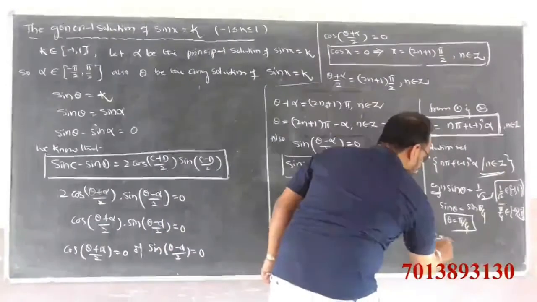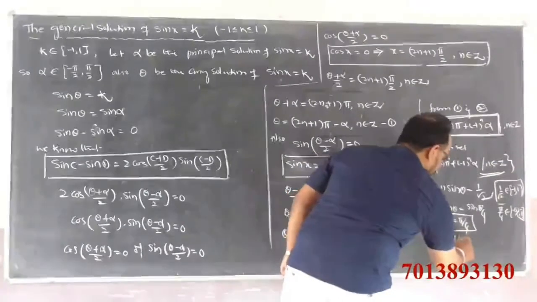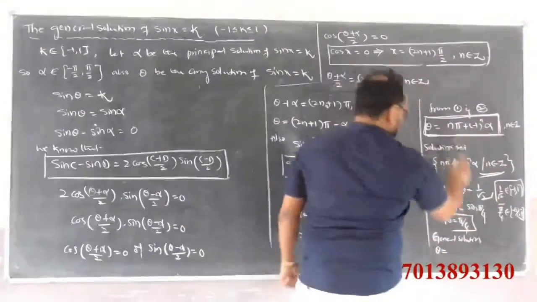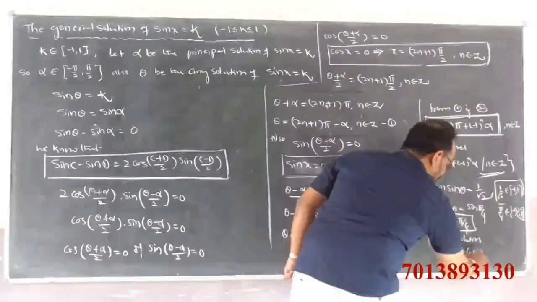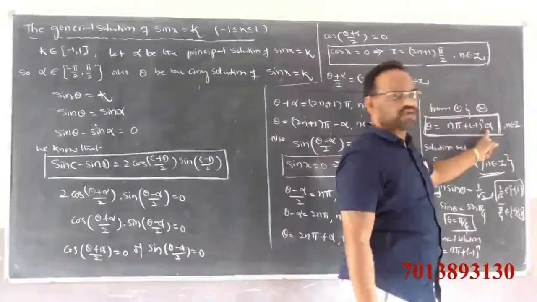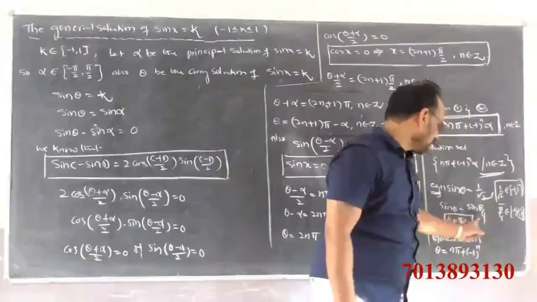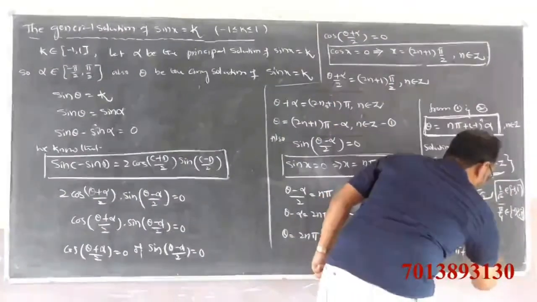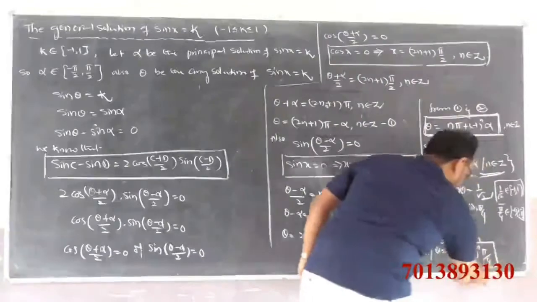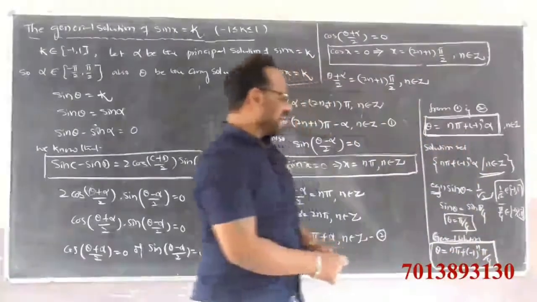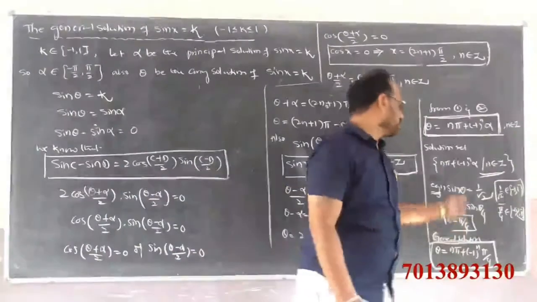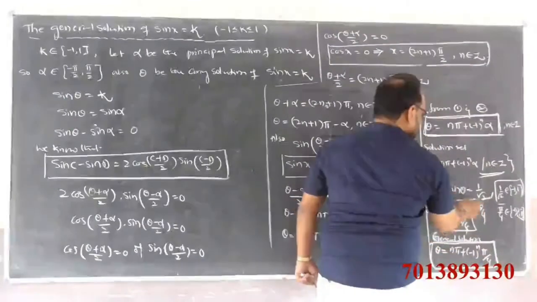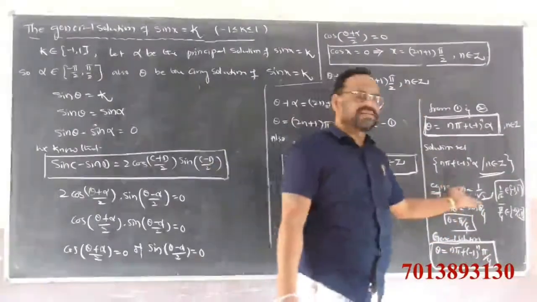That means the general solution is theta equals n pi plus minus 1 whole power n into alpha. What is the principal solution here? Alpha. The principal solution here is pi by 4, the principal solution of the given trigonometric equation. So theta equals n pi plus minus 1 whole power n into pi by 4 is the general solution of sin theta equals 1 by root 2.